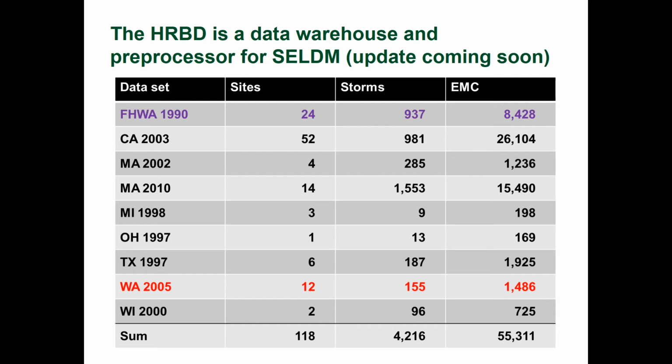preprocessor for SELDM. The latest version of the database includes over 55,000 event mean concentrations from over 4,000 storm events monitored at 118 study sites across the U.S. There are 17 new data sets that will soon be included. The current database includes data for 194 different highway runoff constituents. Constituents in the database include major ions, nutrients, metals, suspended sediment, and organic compounds. Many of the constituents have more than 1,000 samples.